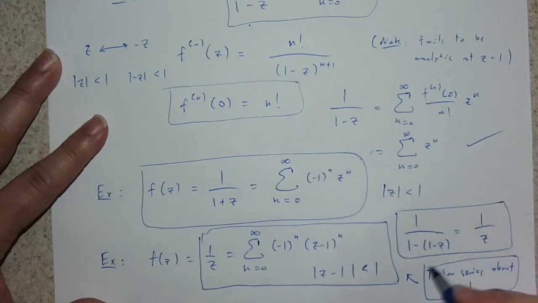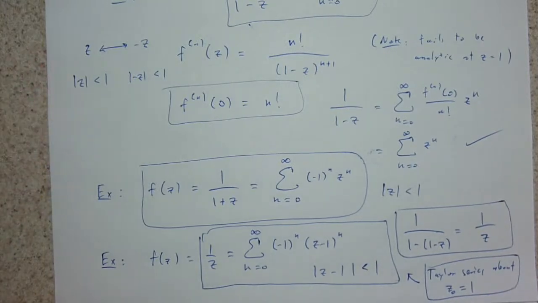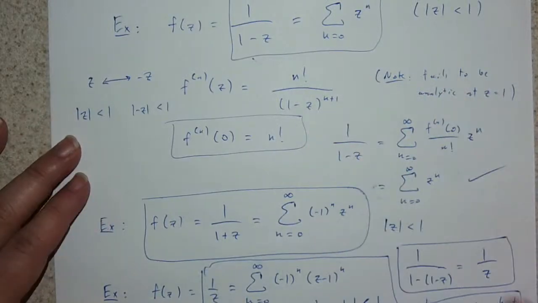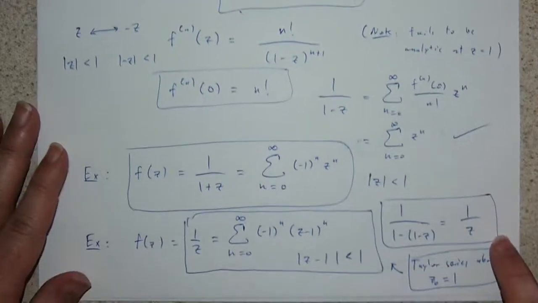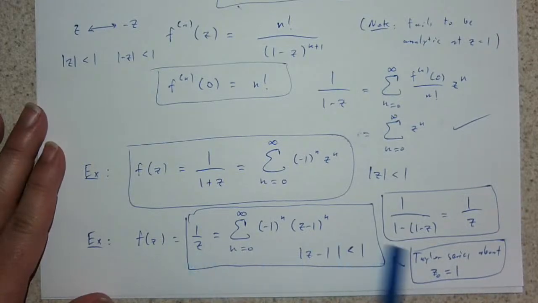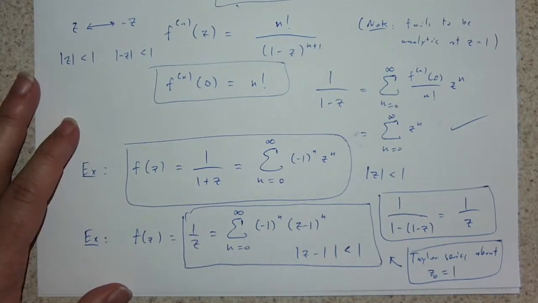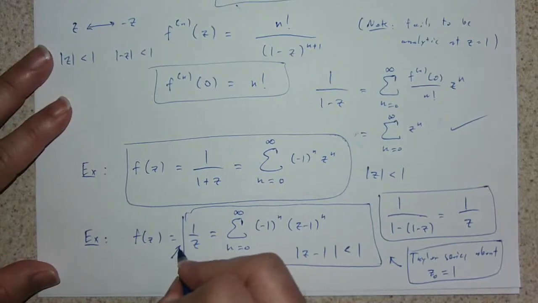Now you might say, wait, you went from a Taylor series about z naught equals 0, that is a Maclaurin series, to, for this function, a Taylor series expansion about z naught equals 1. Why did you do that? Why didn't you write a Maclaurin series for this thing? This thing doesn't have a Maclaurin series expansion, because this thing is not analytic at 0.